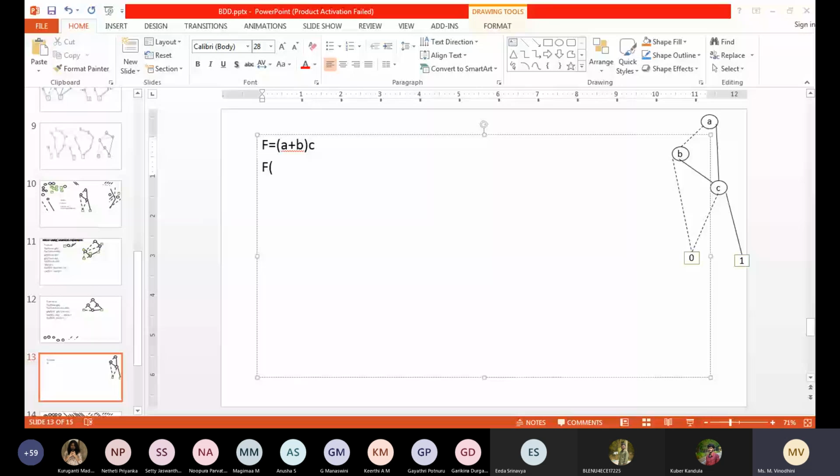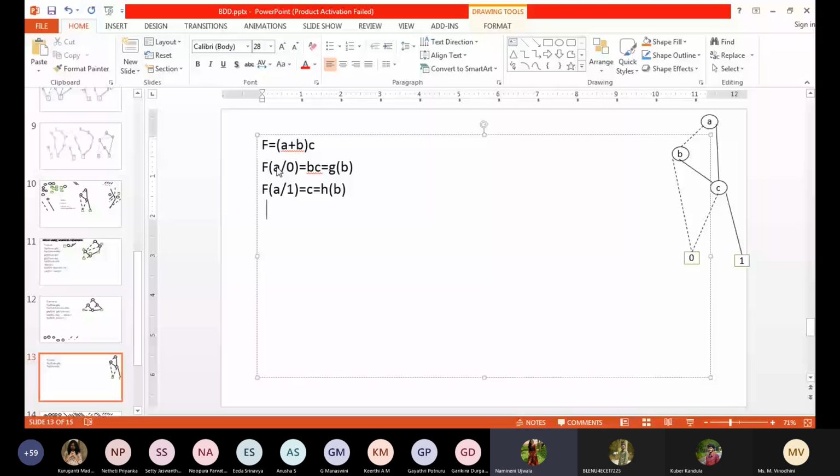Yes, ma'am. Can you tell me what I have to write now here? F of A by 0, okay. A equal to BC. BC equal to G of B. Next, F of A by 1 equal to C, H of B. Okay, Ujjwala.